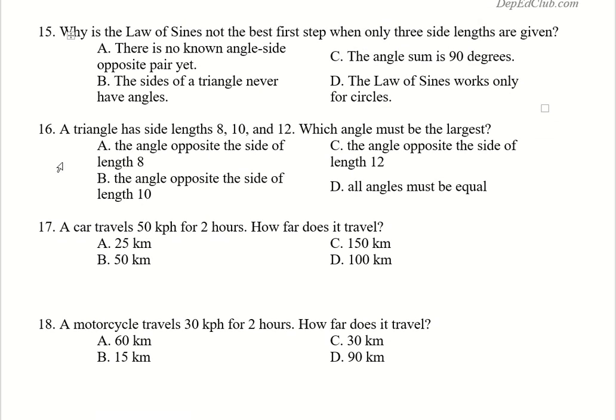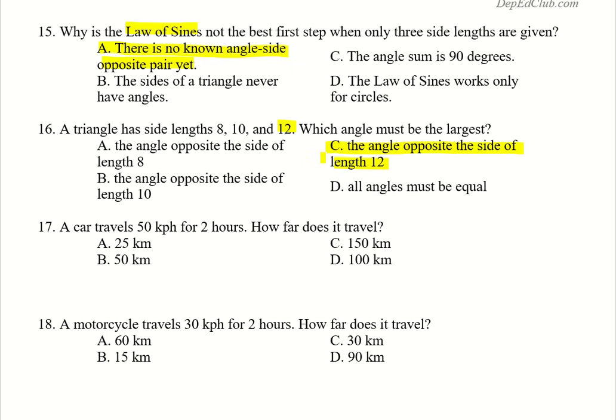15. Why is the law of sines not the best first step when only 3 side lengths are given? Okay, so because there is no known angle opposite each side. So again, if you have to use law of sines, you should have a side and an angle opposite to it. 16. A triangle has side lengths 8, 10, and 12. Which angle must be the largest? Okay, so for 16, we'll have letter C, the angle opposite the side of length 12.